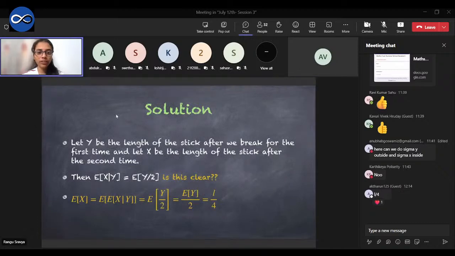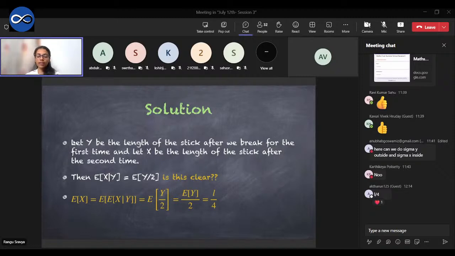So let y be the length of the stick after we break for the first time, and x be the length after the second time. Just like what I told, assume x to be a random variable denoting the length of the stick after the second time, and y to be the length after the first time. So now what we want to find is E of x. From law of iterated expectations, it is E of E of x given y.